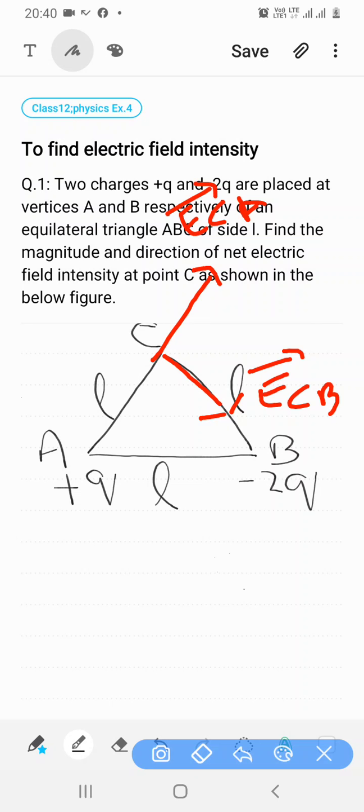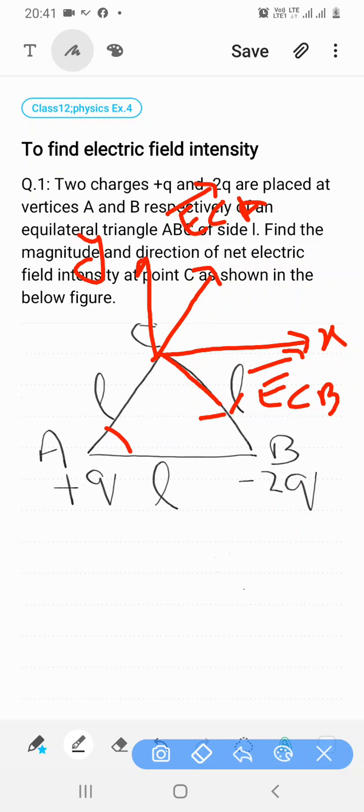Now, question is where will be the direction of net electric field intensity? Will it be along the positive x direction or somewhere else? But your answer should be no, because here charges are unequal. It is not plus q and minus q, it is plus q and minus 2q. So, the net electric field direction will not be along the plus x direction. For this one, I put here coordinate axes, x axis and y axis.